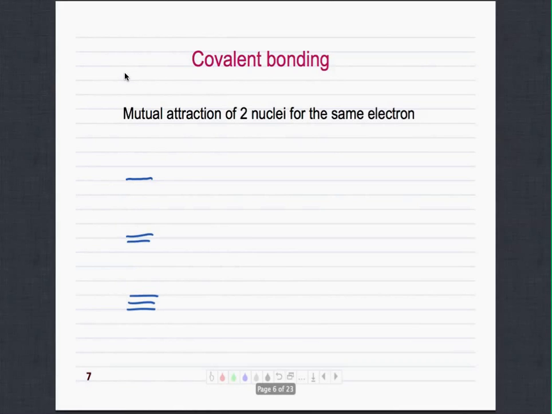Covalent bonding, again, is the attraction of the two nuclei for the same electrons. Usually, we represent the bond between two atoms by a dash, and we call this a single bond. When we put two dashes in between, that means this is a double bond. And when we put three, that's a triple bond.